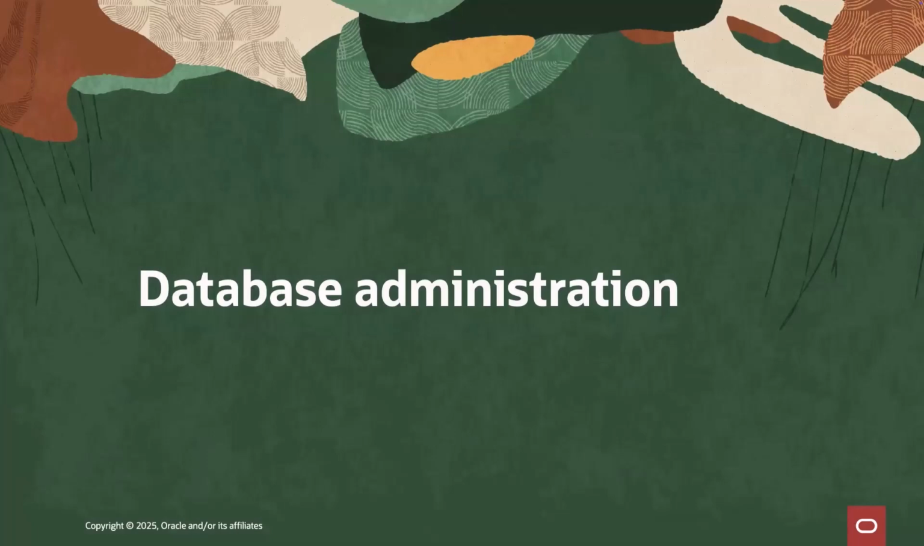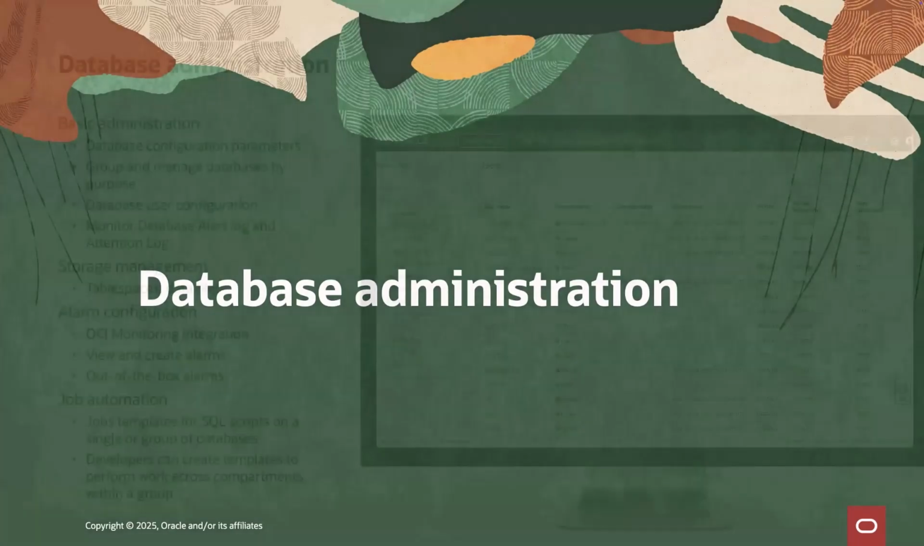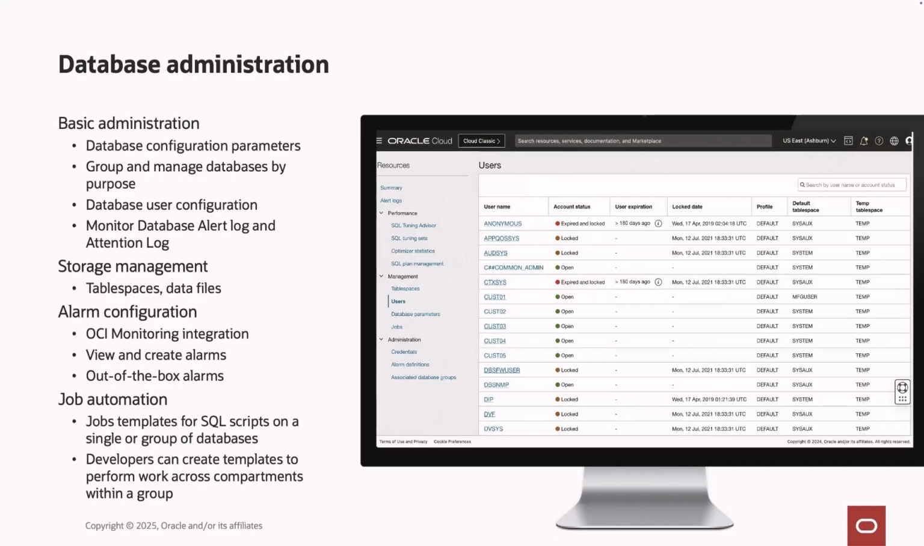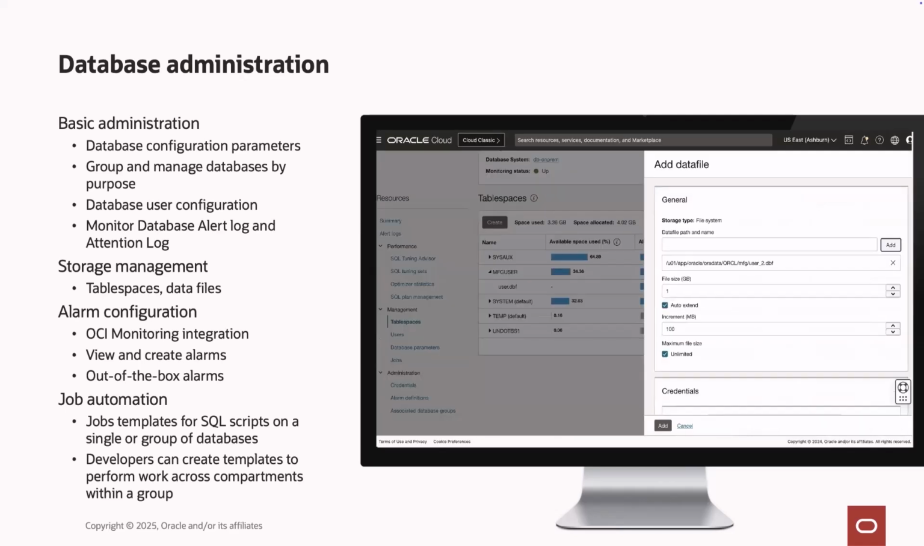So now we'll take a quick look at some of the administration capabilities we have for our databases. For the autonomous database, we do provide capabilities of viewing the users for your database, along with account status, and when password expiration is going to occur. And so basically, it's a read-only view of your database users today.